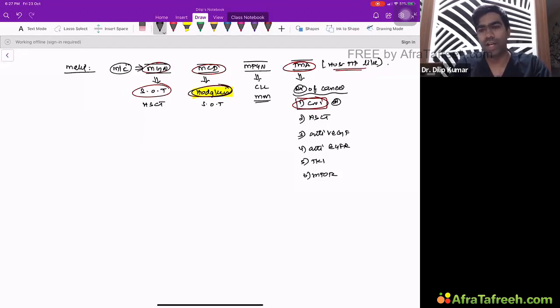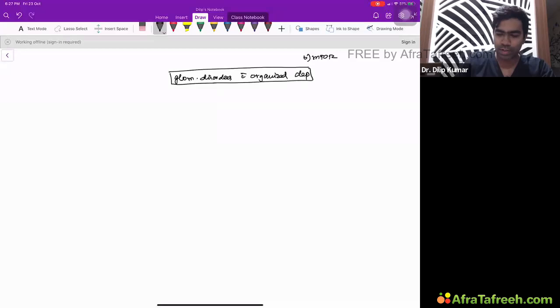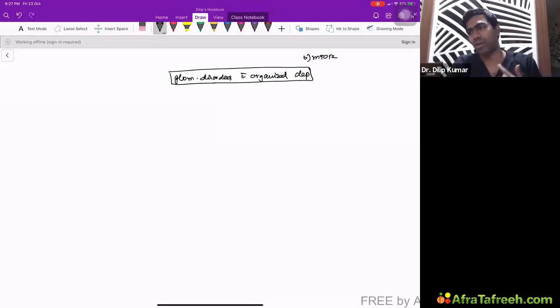And apart from that, we have some glomerular disorders with organized deposits. Organized deposits. So this is a new terminology that is coming up. That's why I thought I would tell, because in exam, if they ask you, many students may not be able to answer, but you will be able to answer, because there is something called glomerular disorders with organized deposits. So what do you mean by glomerular disorders with organized deposits?